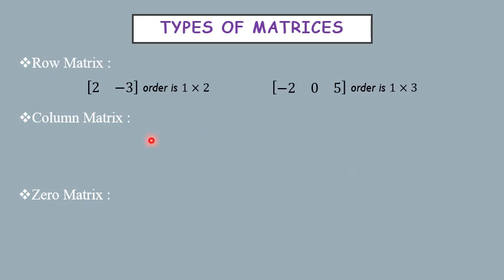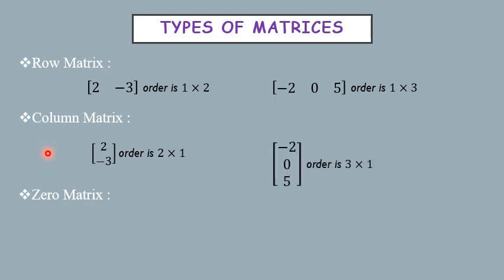Here this matrix contains one row, two columns, so the order of this matrix is 1 by 2. This arrangement contains one row and three columns, so the order of this matrix is 1 by 3. This is an example of row matrix. Next, column matrix. A matrix containing only one column is called a column matrix.